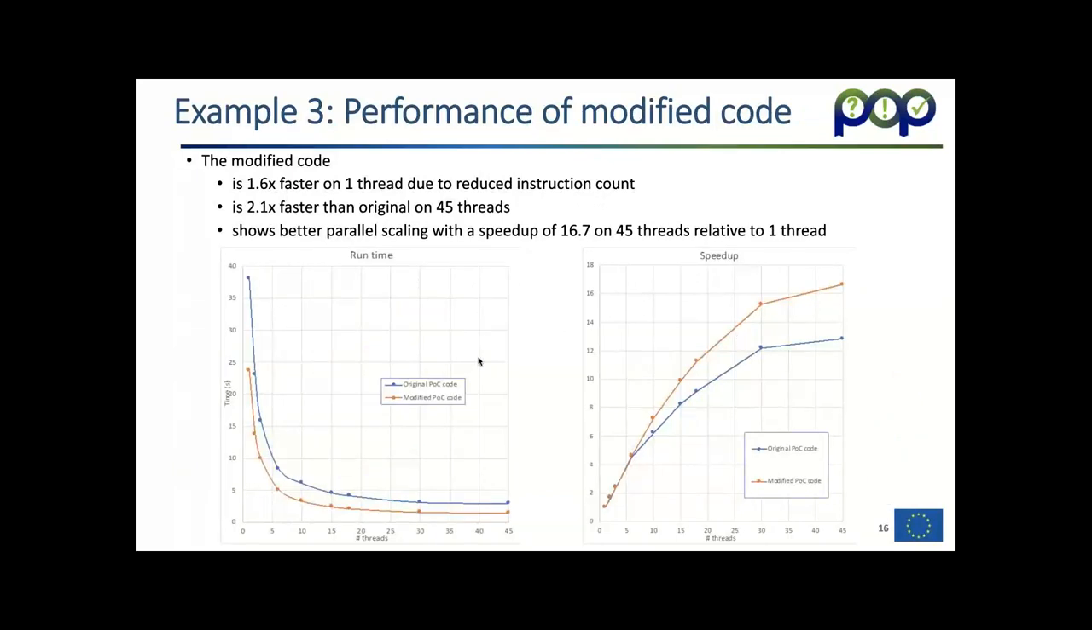Here's a more traditional view of the performance. The original code is in blue. On the right side, you see the speedup curve. And you immediately see that the speedup now is much better with the modified code in red.